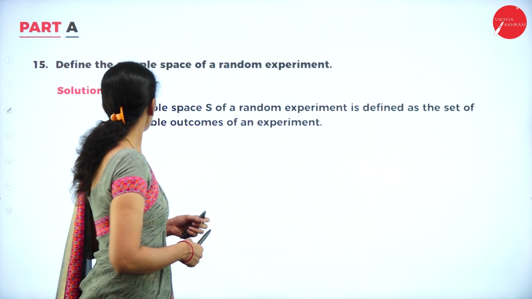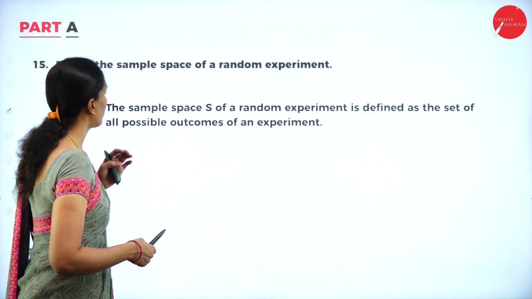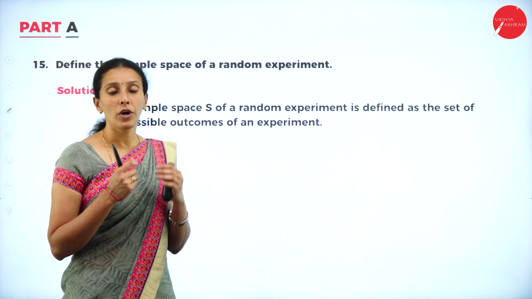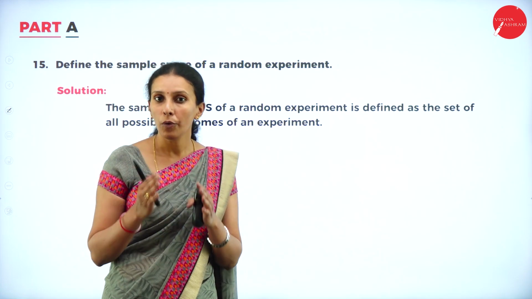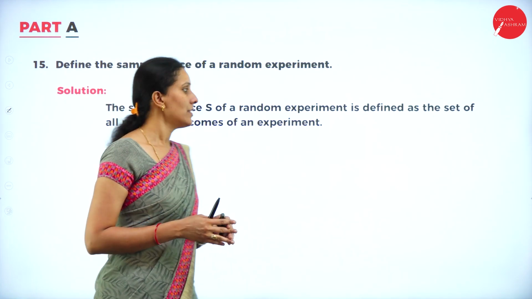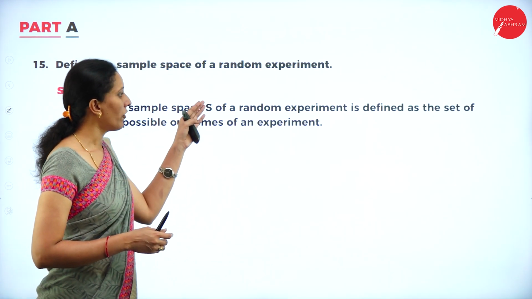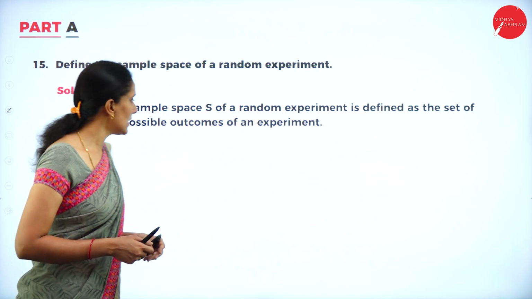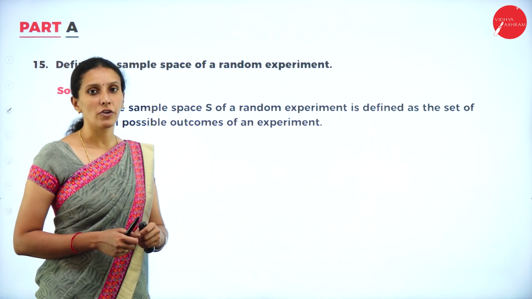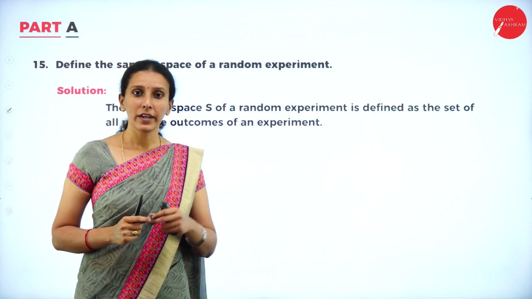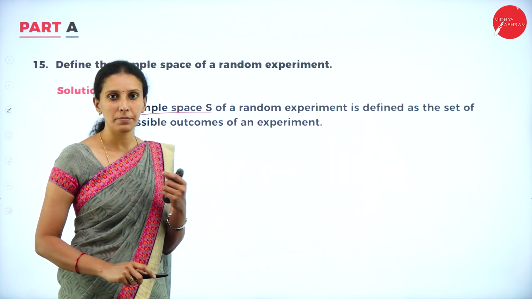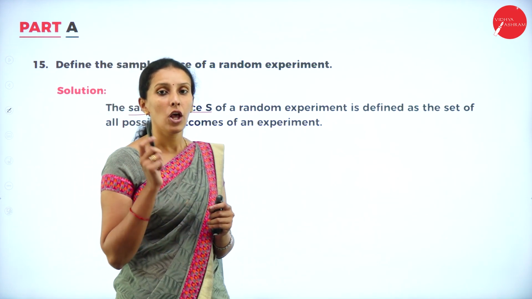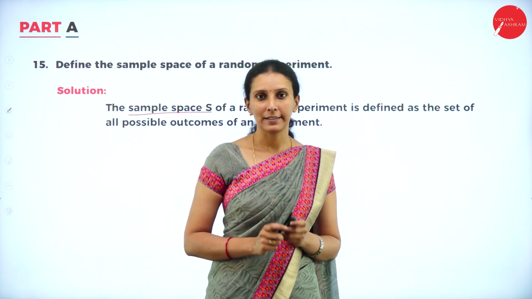Next one. Define the sample space of a random experiment. So what do you mean by the sample space? Sample space is nothing but the set of all outcomes of an experiment. Hence, the sample space S of a random experiment is defined as the set of all possible outcomes of an experiment. Since it is denoted by S, here I have written the sample space S of a random experiment is nothing but the set of all possible outcomes of an experiment.